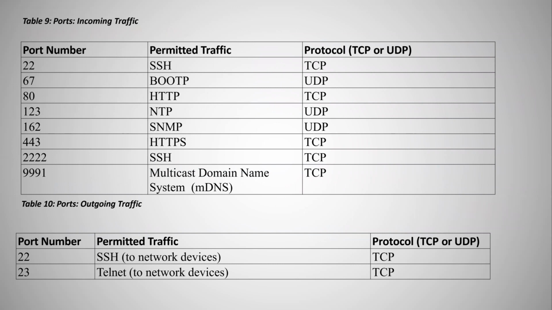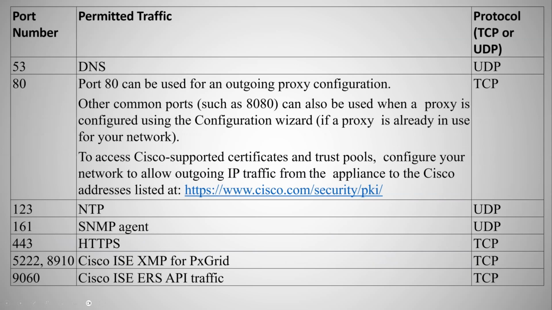Now you can see different types of service ports. Port number 22, 67, 80, NTP is 123, SNMP 162. These should also be allowed. Otherwise, the communication between DNA and the devices will not happen. Some of the ports we don't want to allow, so we can block. We don't want telnet, so we can block it. But these are the service ports. We know about DNS and port 80 and 123 and 161 and all those things. We should allow these ports.